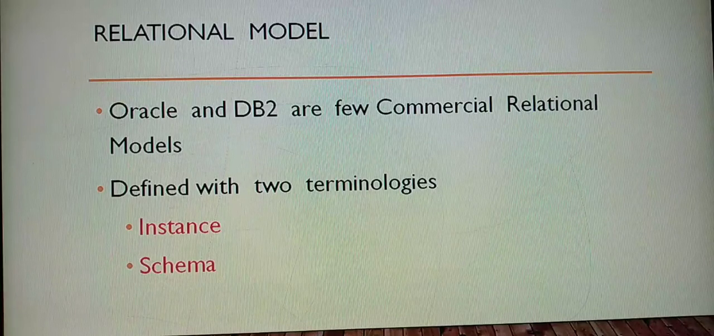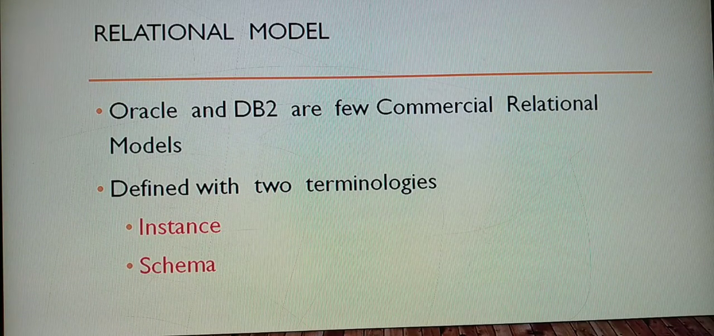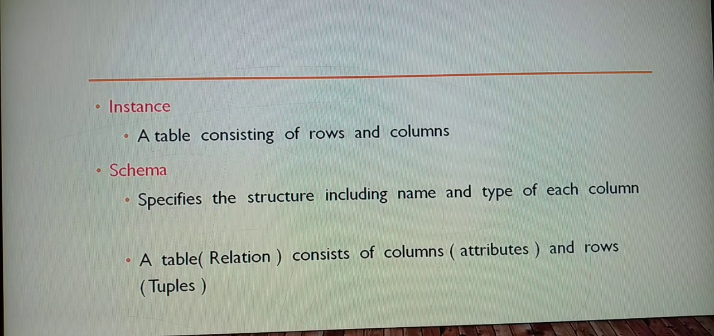And next you people are going to have the next one, it is your relational model. Individually, it can be asked as a 3-mark question. So write about relational model, like that you have to go on with this one. Otherwise it is a continuous 5-mark question. So relational model, Oracle and DB2 are a few commercial relational models, and this model is defined with two terminologies, that is your instance and schema. Instance is nothing but a table consisting of rows and columns. Schema, already you people know, it specifies the structure.